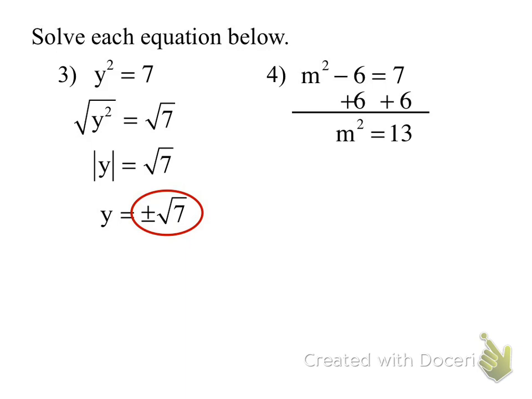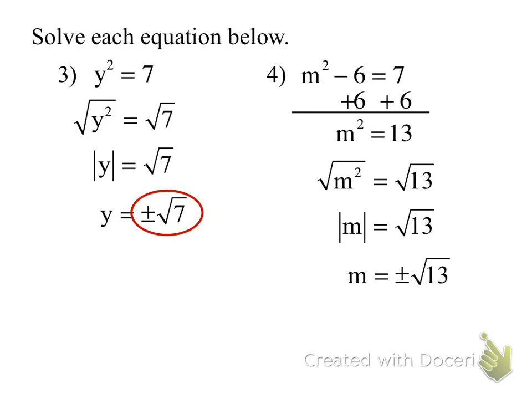Radical m squared is equal to radical... Perfect. And then what would I do? And then we group the equation. So we get the absolute value of m is equal to radical 13. And then to lose our absolute value, we make the radical 13 positive or negative. So you get the idea? We can leave it in radical form.